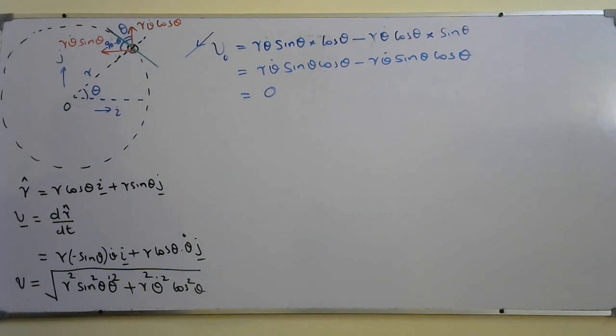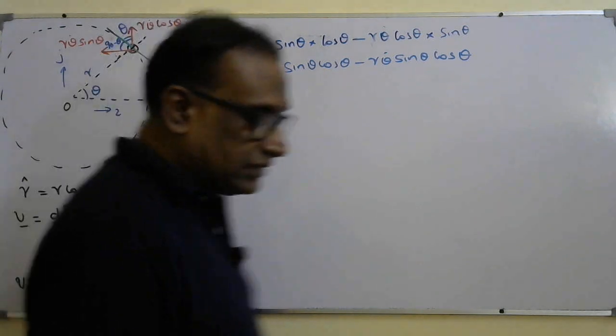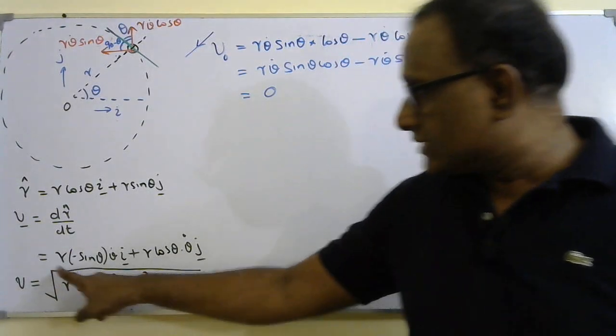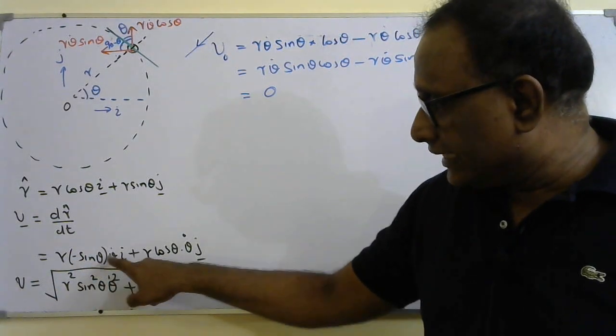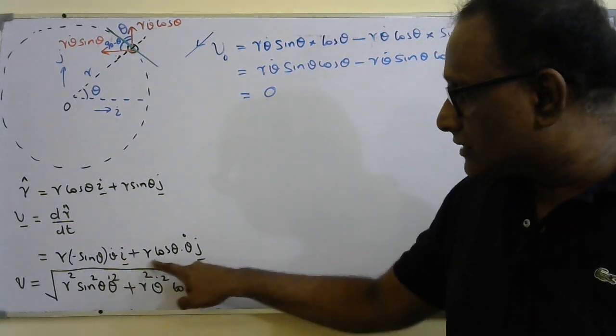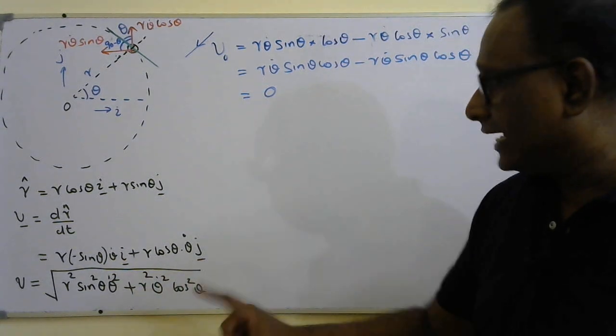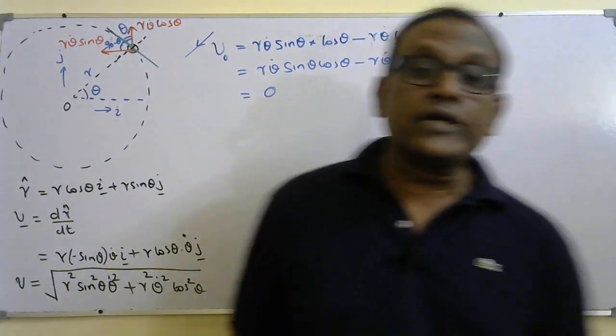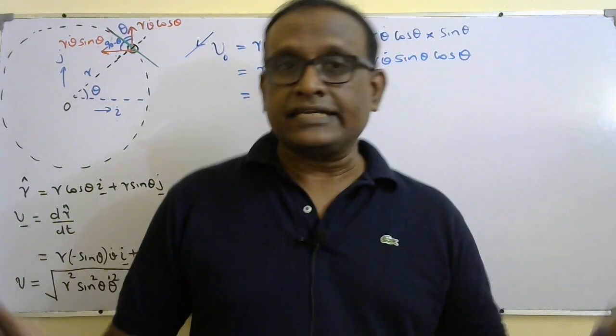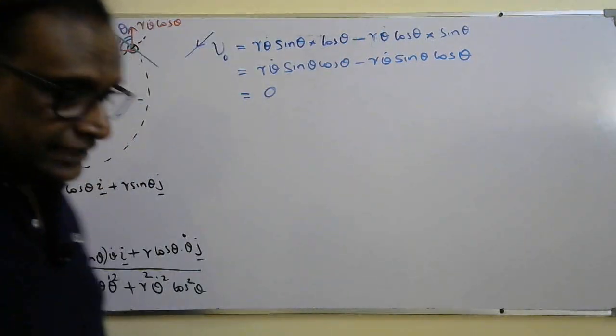Okay, so the next thing is I should think about the acceleration. We know the velocity vector, we got it. The velocity vector is minus r sin theta theta dot i plus r cos theta theta dot j. To get the acceleration, I should differentiate it again with respect to time, is it?